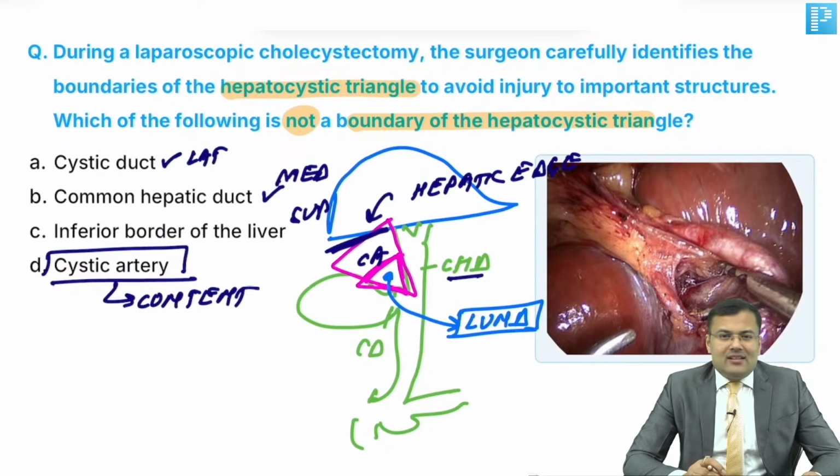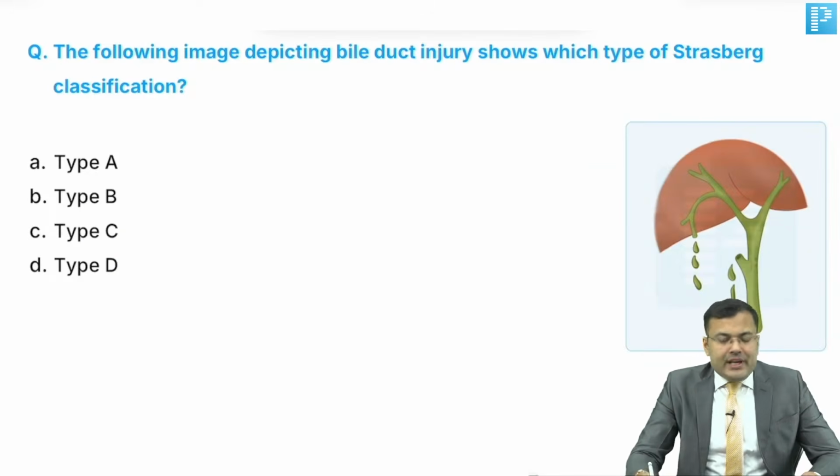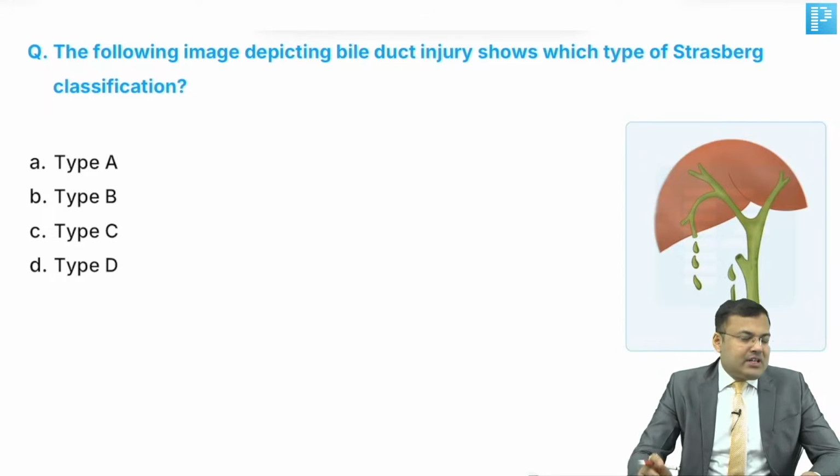So what is the correct answer? Correct answer is option D, that is cystic artery. Clear? Now see the next question. Following image depicted bile duct injury shows which type of Strasberg classification.